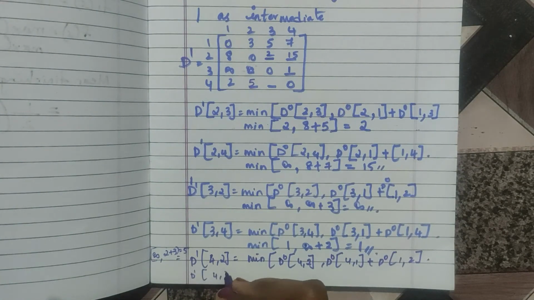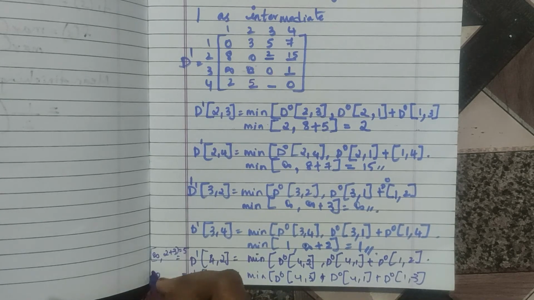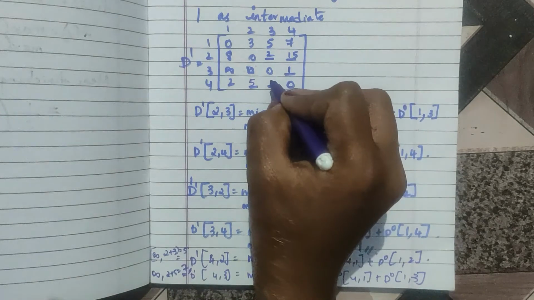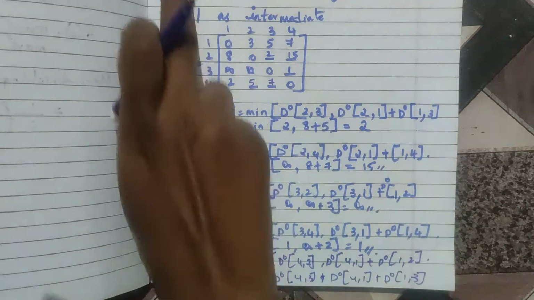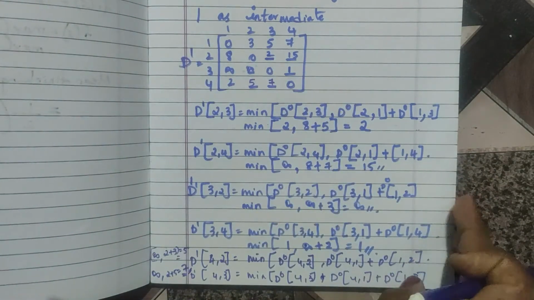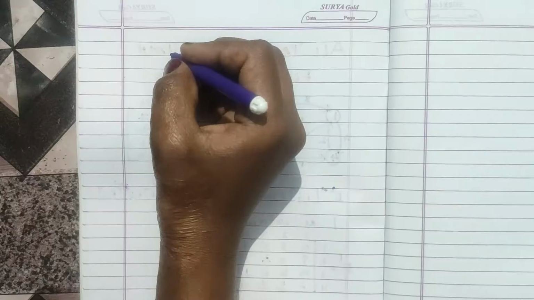So that is 4 comma 3. So here minimum D0 of 4 comma 3, D0 4 comma 1 plus D0 1 comma 3. So here what I get is minimum and 2 plus 5. So that is 7. So update in this table as 7. Now what we have to do is, we found out for first node 1 as intermediate. Now we have to proceed with the second node, 2 as your intermediate.